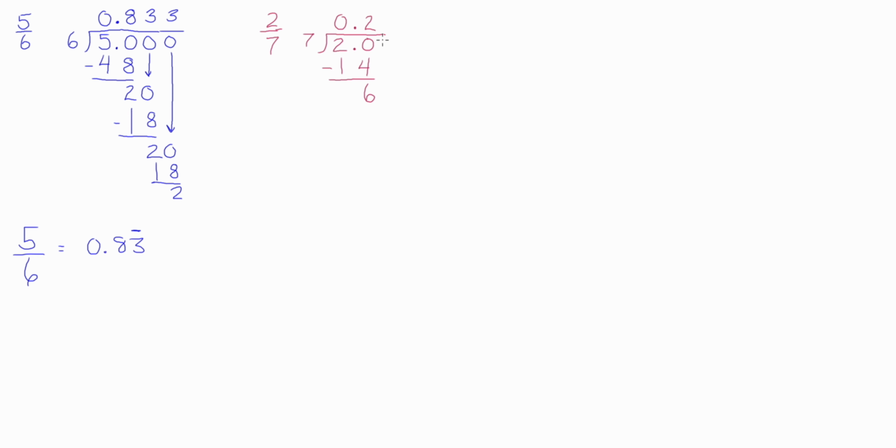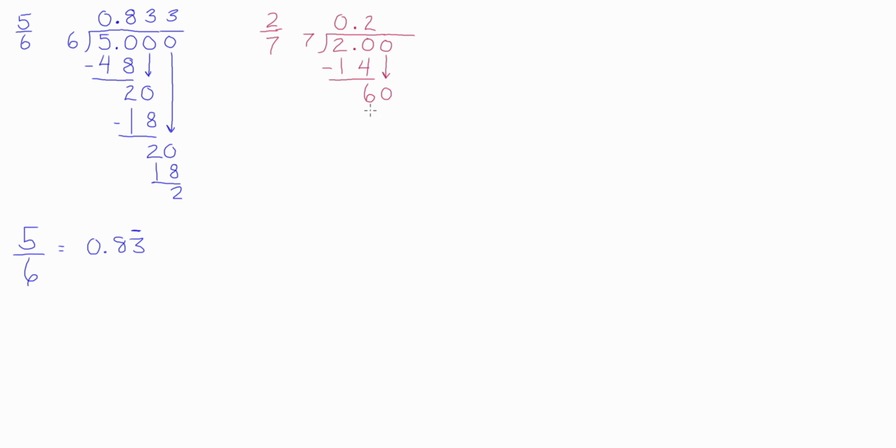Let's continue with another 0. Remember, 2.0 is the same as 2, or 2.00 is also the same as 2. So we have not done anything to change from our original question. So we'll bring this 0 down, and we now have 60. So how many times does 7 go into 60 without going over?